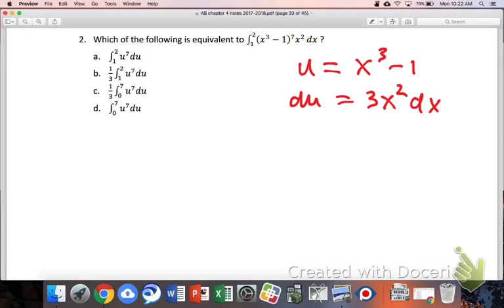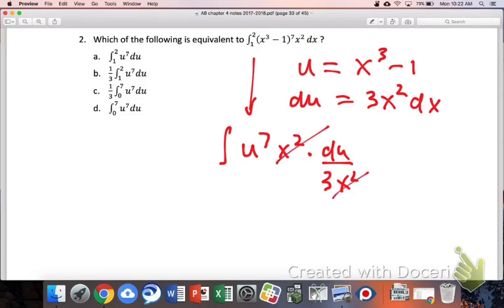My suggestion to you, especially if you don't see it right away, would be to actually try to complete the substitution. So you want to always make your u equal to which part of the integrand? The inside, yeah. So in this case, the inside is x cubed minus 1. That means your du is equal to 3x squared dx. So as I take this down here and try to substitute, I get the integral of u to the 7th times x squared times du over 3x squared. When I do the division like we've done in the past, thankfully, the x squareds cancel out.